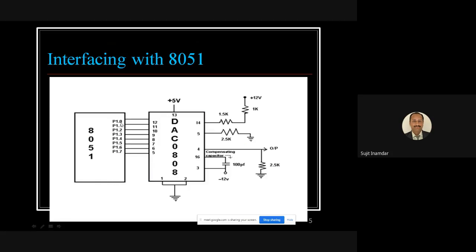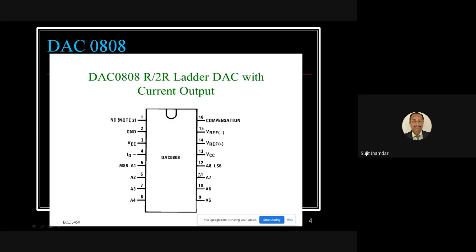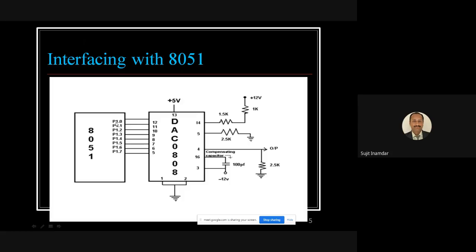And here, if you are looking for P1.0, it is connected to pin number 12. So what is pin number 12? You are supposed to just check that out. It is A8. It is A8. Means P1.0 is connected to pin number 8.